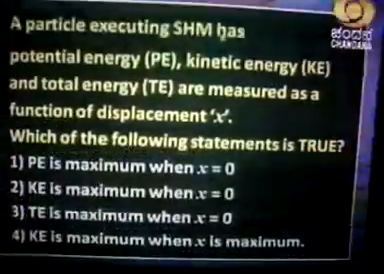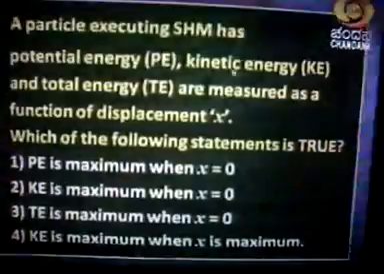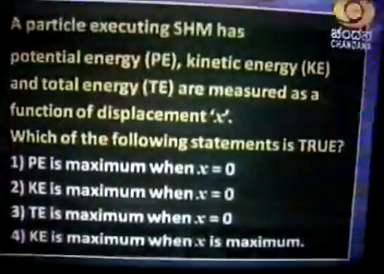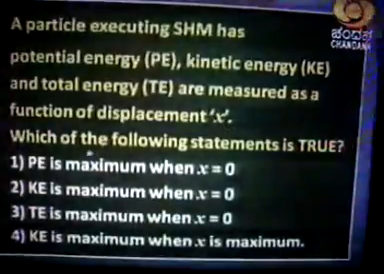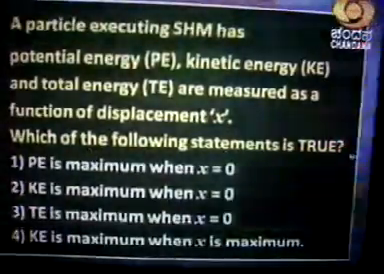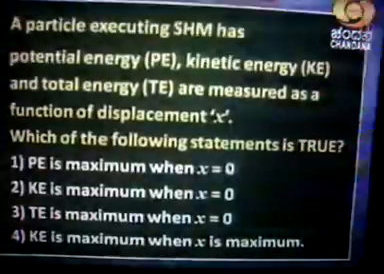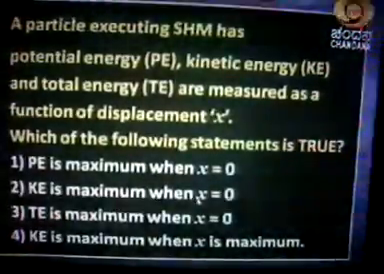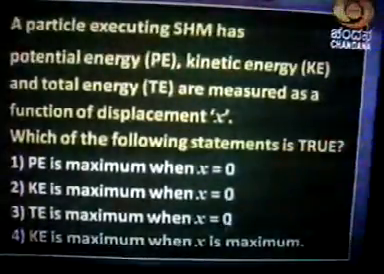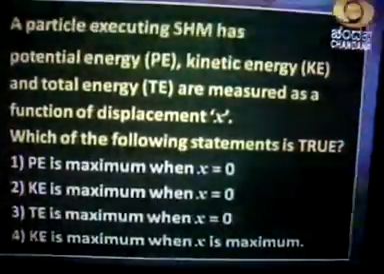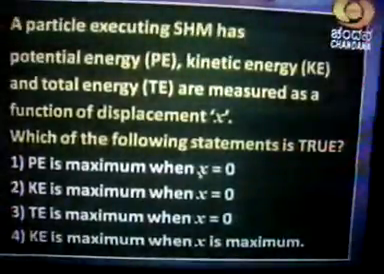A particle executing SHM has a potential energy PE, kinetic energy KE, and total energy E measured as a function of displacement x. Which of the following statements is true? Options are: first one, potential energy is maximum when x equal to 0; second, kinetic energy is maximum when x equal to 0; third, total energy is maximum when x equal to 0; and fourth, kinetic energy is maximum when x is maximum. It's a knowledge based question.